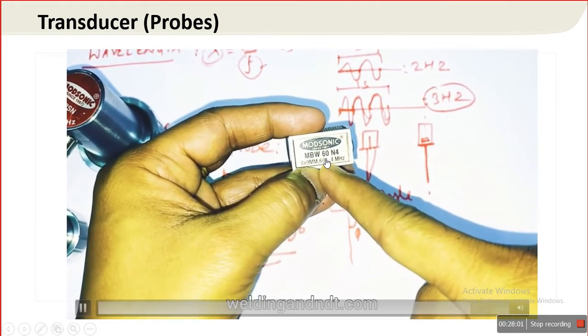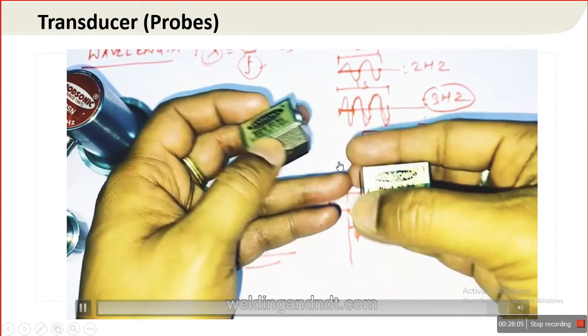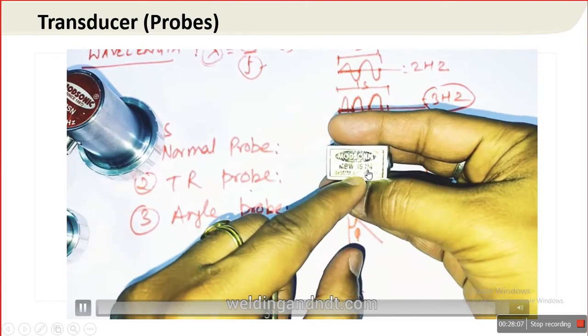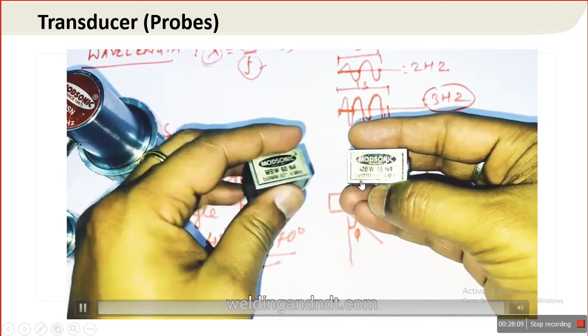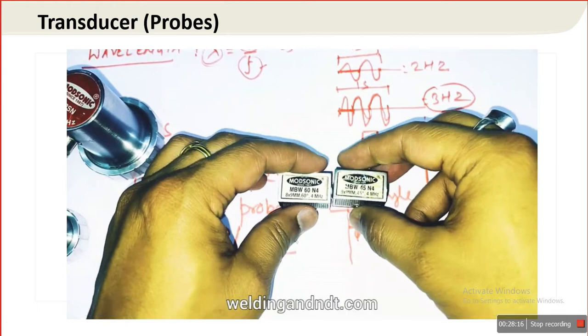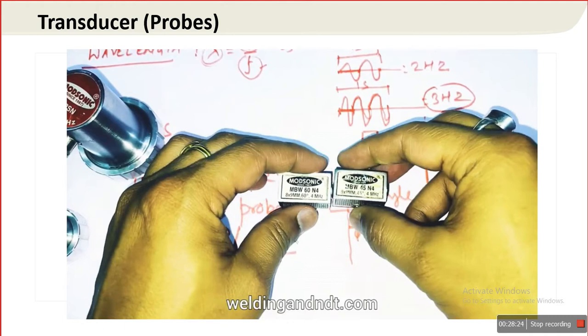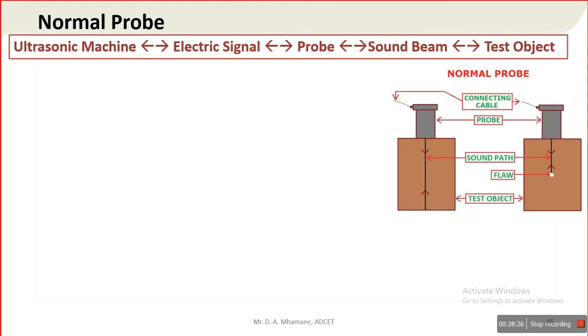Yes, 60 degree is the angle. The 4 is nothing but 4 megahertz. In a 45 degree angle probe, 8 by 9 mm is the size of the crystal, 45 is the angle and 4 megahertz is the frequency. So these are the different types of probes which are used in ultrasonic testing.